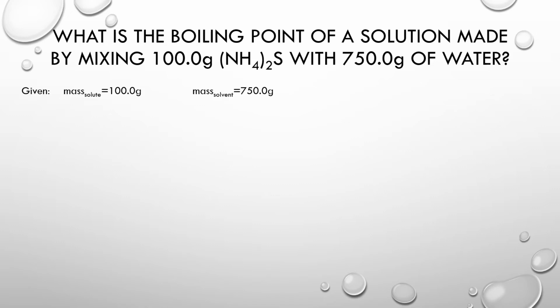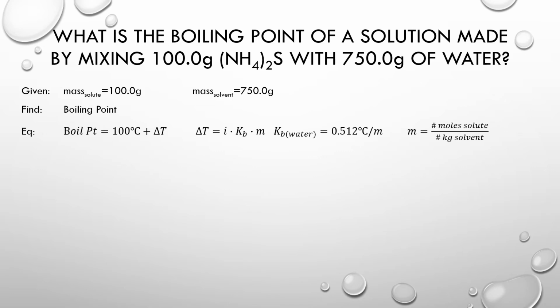Well, our solute is what we are mixing, that's 100 grams, and our solvent is what it's being mixed into or with, and that's the 750 grams. So we've got the mass of both of those. We want to find boiling point. So what equations do we know?